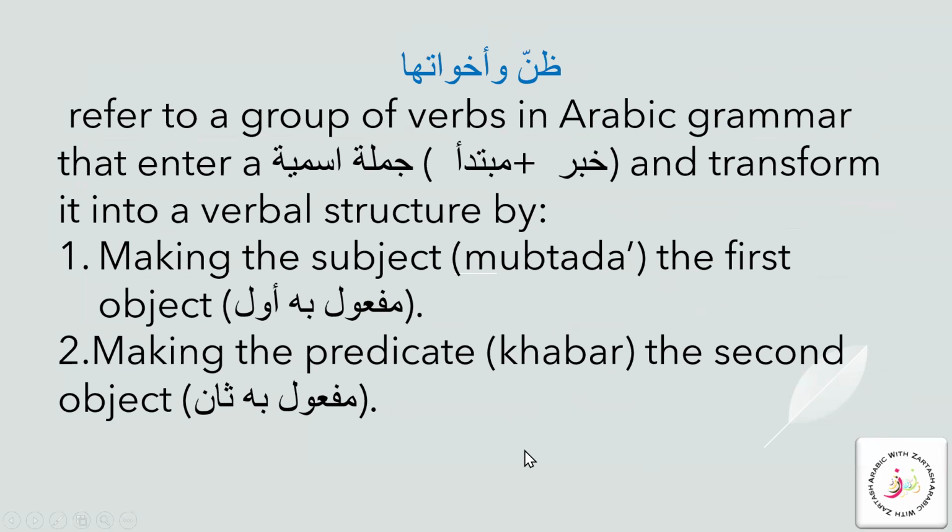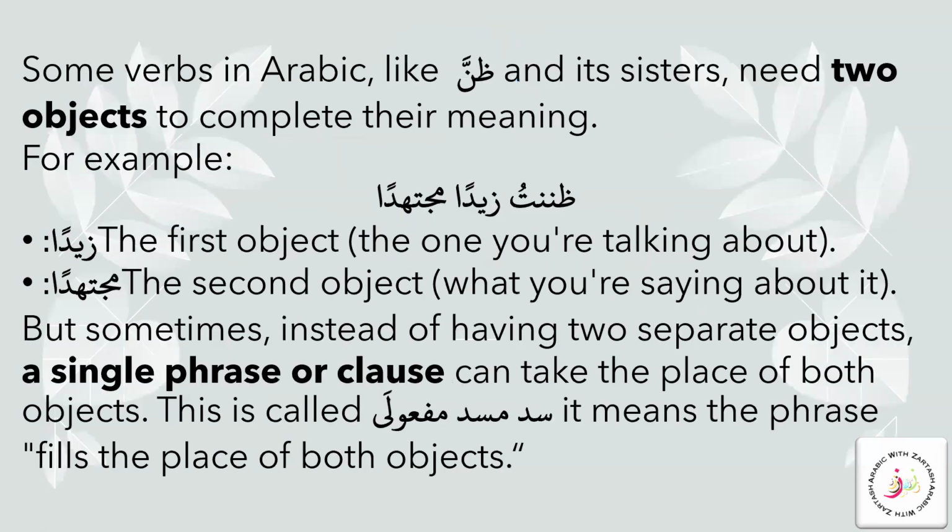It is zanna wa akhwatuha that enter the jumla ismiya and we get maf'ul bihi awwal and maf'ul bihi sani, where maf'ul bihi awwal was the mubtada and maf'ul bihi sani was the khabar. It is just related to zanna wa akhwatuha. Let's see now what is sadda masadda maf'ulain. So here we know that zanna wa akhwatuha need two objects to complete their meaning. Let's see the example here.